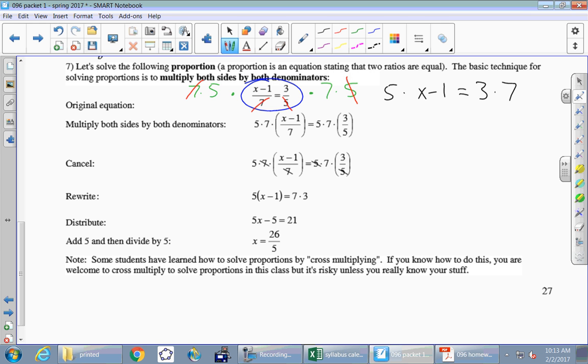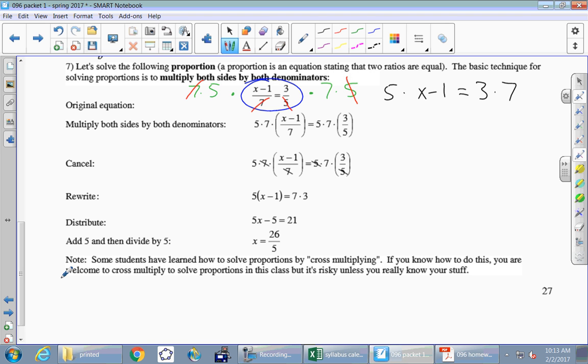We need to fix something here. I made a mistake. If it's a plus 1, then it is not a proportion. A proportion is specifically fraction equals fraction. And the technique that we're describing here works when it's fraction equals fraction.